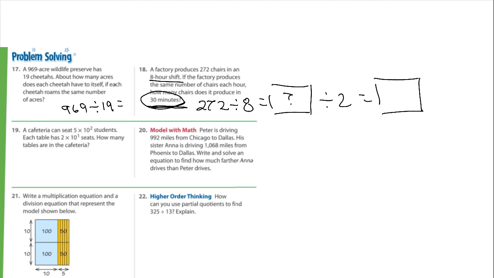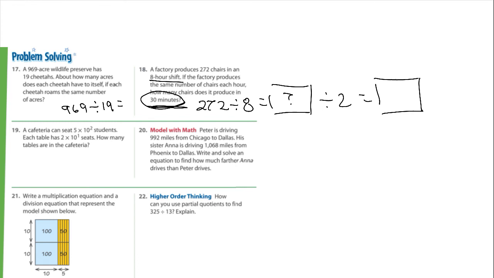Number 18, I'll definitely be pulling a stick for that one tomorrow. Number 19, a cafeteria can seat 5 times 10 squared students. Each table has 2 times 10 to the first seats. How many tables are in the cafeteria?